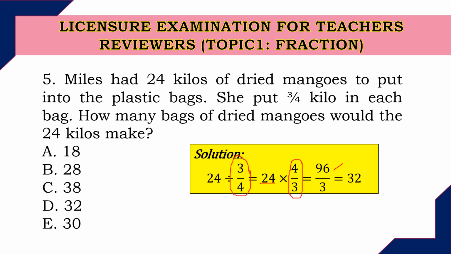The denominator of any whole number is equal to 1. So the denominator of 24 is 1. Kaya 1 times 3, that is 3. Now, let us divide 96 divided by 3, and that is 32. So, the final answer is letter D, 32.